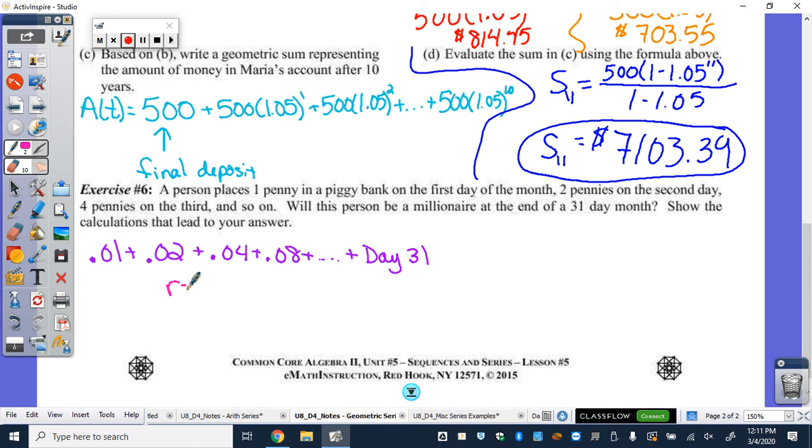So what's our r here? 2, because they're doubling it. Keep multiplying it by 2. So our sum, n is 31, because there's 31 days, they told us. A sub 1 is 0.01. As we said, our r is 2, so it's 1 minus 2 to the 31st, all over 1 minus 2.